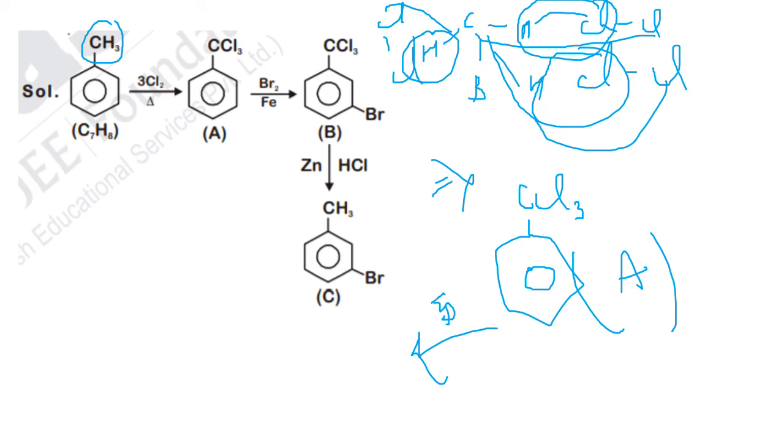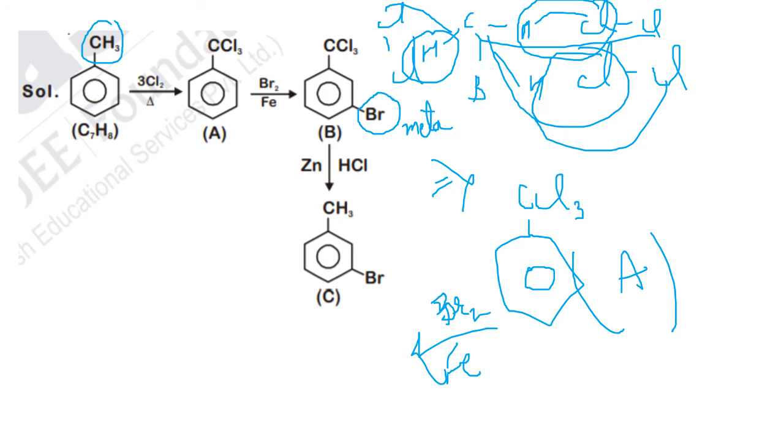Similarly, when this reacts with Br2 and iron, the bromine goes on to attach to the meta position, because it cannot replace chlorine, because chlorine's affinity is greater than that of bromine. So chlorine will stay up there on the carbon, and bromine will have to go to the meta position.